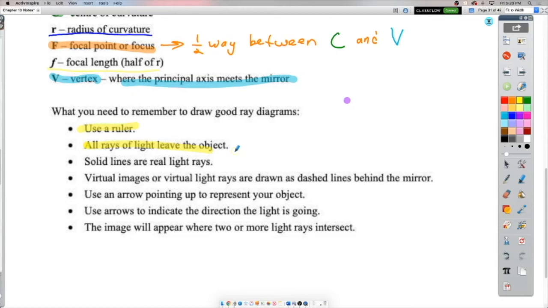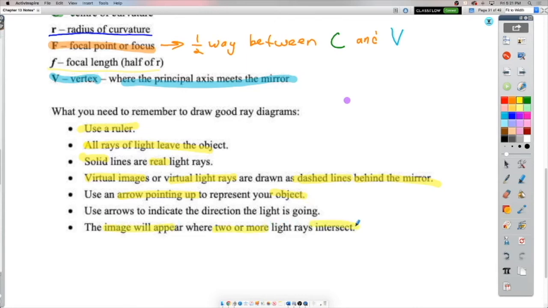If it's a solid line, it's real light. Virtual images or virtual light rays are drawn as dashed lines and they will be behind the mirror, right? That's what makes them virtual. Again, just to simplify, use an arrow pointing up to represent the object and then use arrows to indicate the direction the light is going, and the image will appear where two or more light rays intersect.